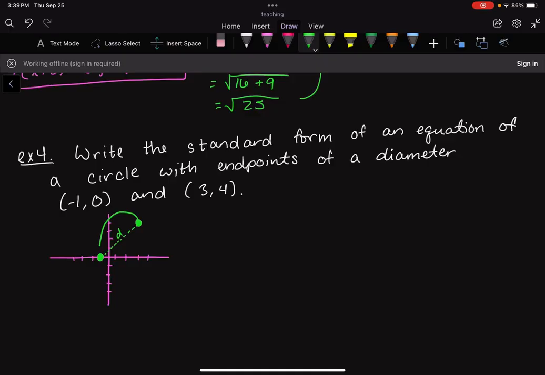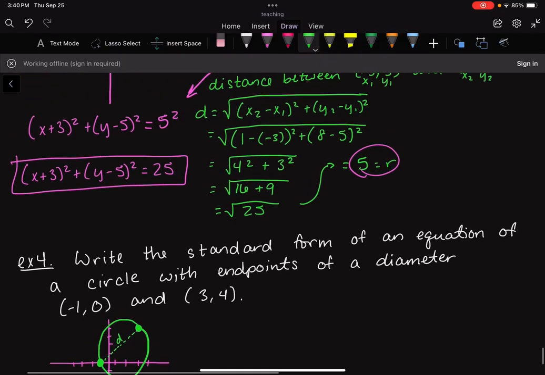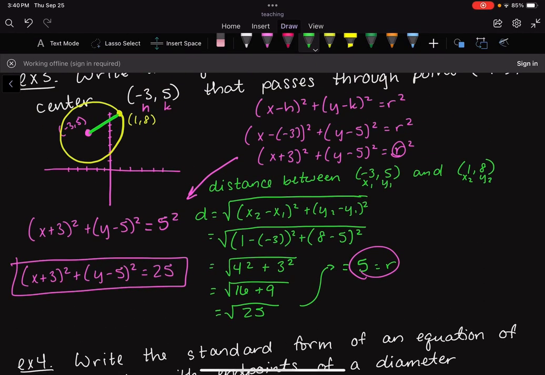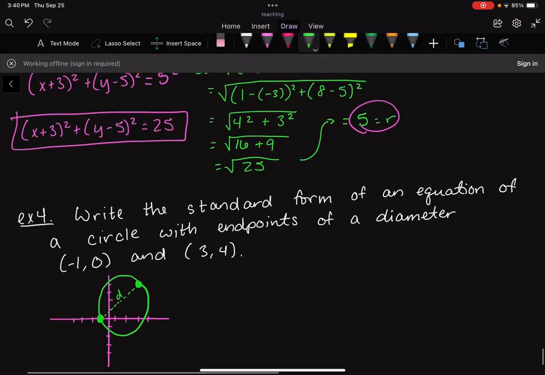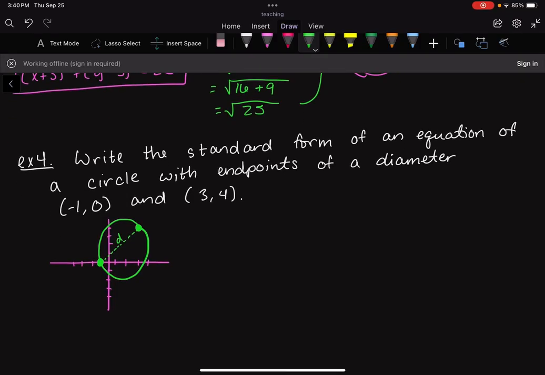What that means, this looks terrible, is that my circle is passing through these 2 points. So neither of these points are my center. In the last example, I gave us the center and then one of the outside points. This one, they're just giving us 2 outside points. We're going to have to find the center. But this is good because it uses stuff we've been doing.